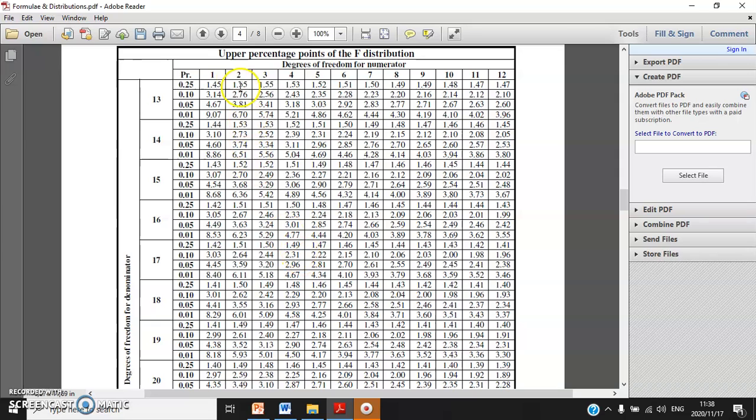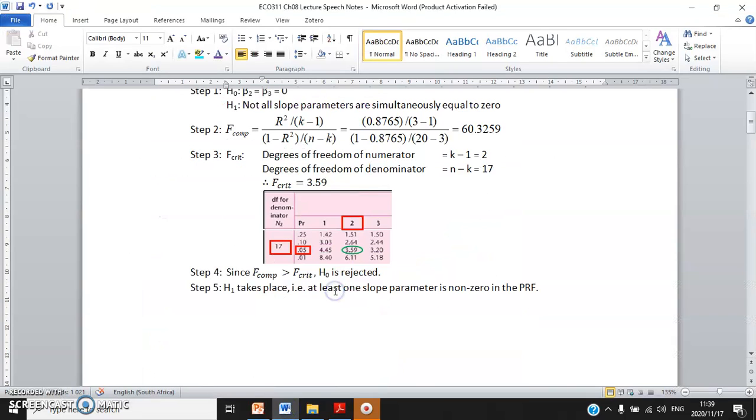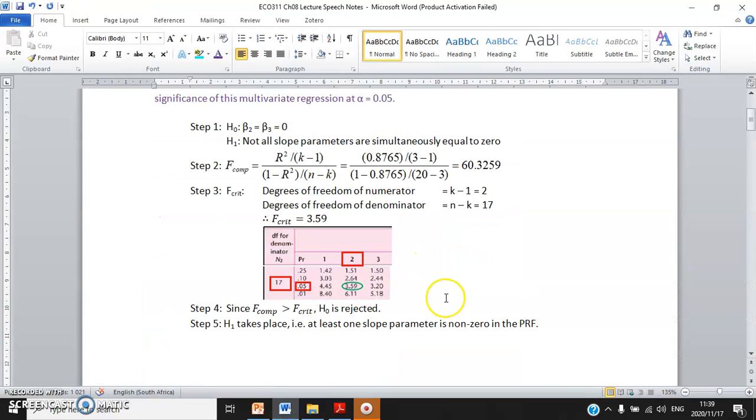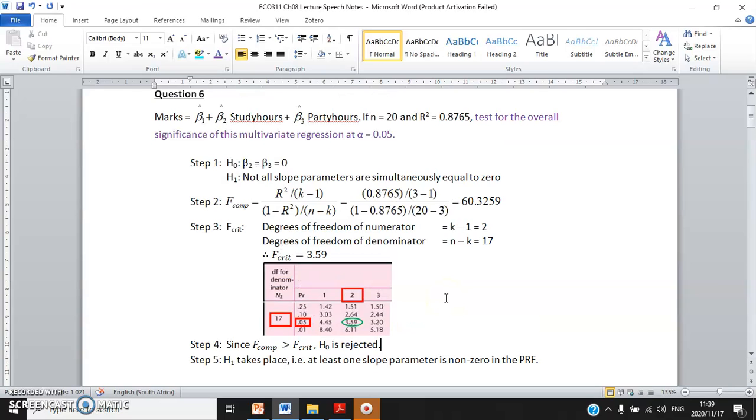So let's look at the F table. 2, 17, we must look for the right alpha, 5%. This is why the critical F stat is 3.59. Yeah, 3.59. Then the computed F stat is way above critical F stat, so we reject the null hypothesis, which is good news. Then it means from a statistical point of view, the alternative hypothesis will take place, meaning at least one slope parameter is non-zero in the PRF, so it is good news.